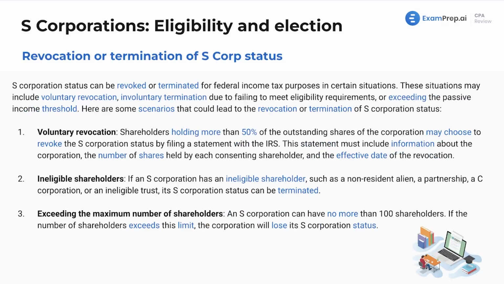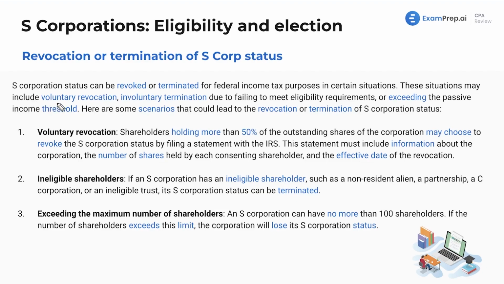Revocation or termination of S Corp status. So once elected and approved to become an S Corp, how is that status revoked or terminated? Well, the S Corporation status can be revoked or terminated for federal income tax purposes in certain situations. Now, you can obviously say, hey, I don't want to be an S Corp anymore, or the status can be taken away from you because of, as we see, a couple situations here.